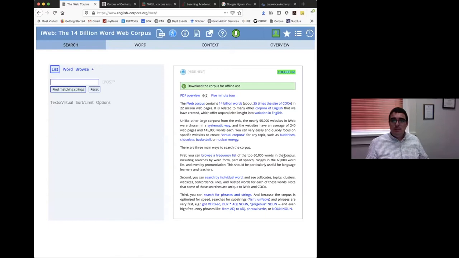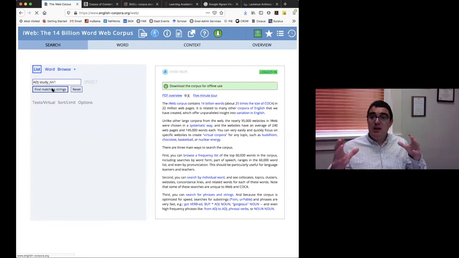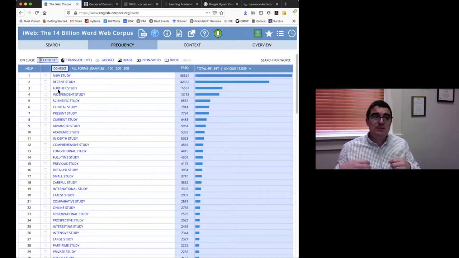Okay, so here we are at the iWeb corpus. The list function is clearly the simplest, easiest function to produce. I'm going to do a search of adjectives that modify the noun study. So notice how I have adjective in the first slot, followed by study, and then the part of speech tag for common singular noun. I think these sorts of simple studies can provide useful information on collocations for academic writers. How do academic writers frequently modify and talk about their studies as a window into what's important for that community? New study, recent study, further study, independent study. So we see many, many possibilities there that can guide learners.